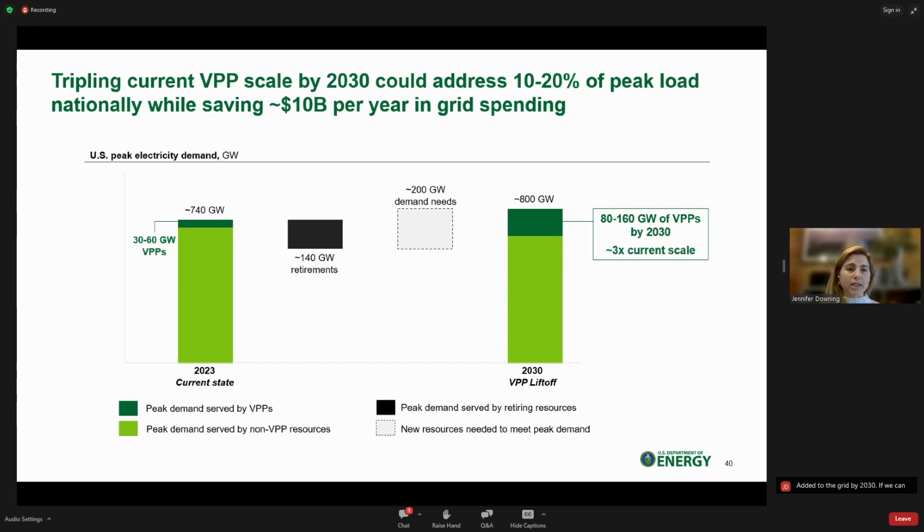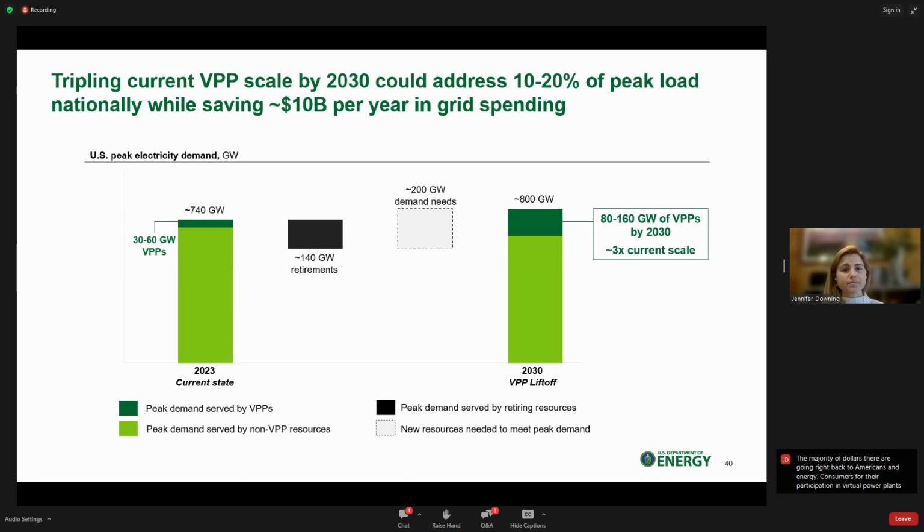If we can grow virtual power plants from about 30 to 60 gigawatts today to 80 to 160 gigawatts by 2030, we can address 10 to 20% of that, and at the same time, we would actually avoid $10 billion per year in grid spending on peaker plants, transmission line, and distribution line upgrades. We'd spend that money less quickly and spend the money that we do spend on cleaner resources. The majority of dollars there are going right back to Americans and energy consumers for their participation in virtual power plants.